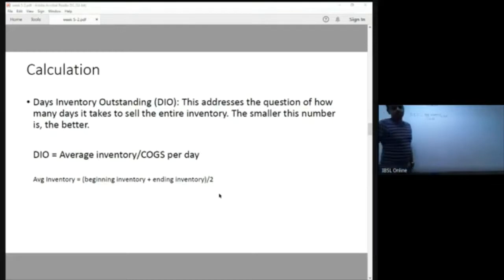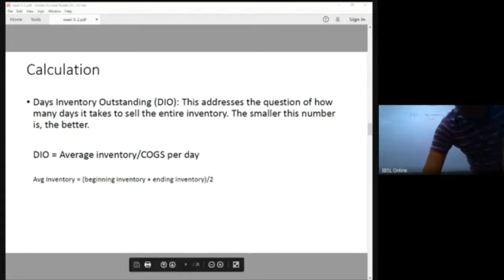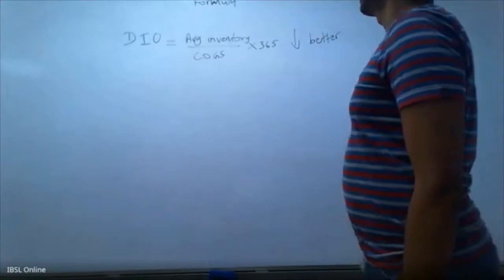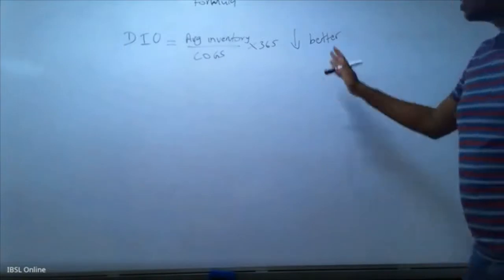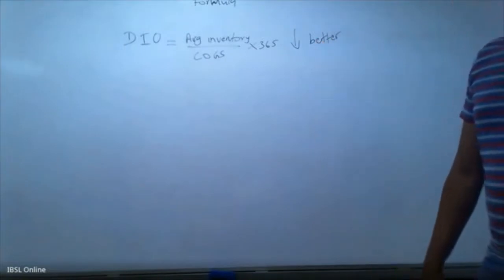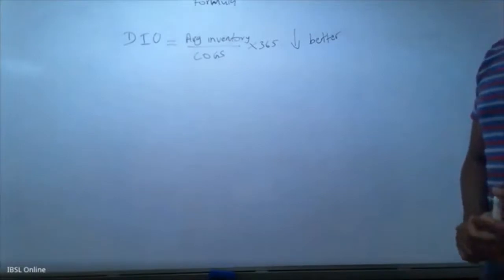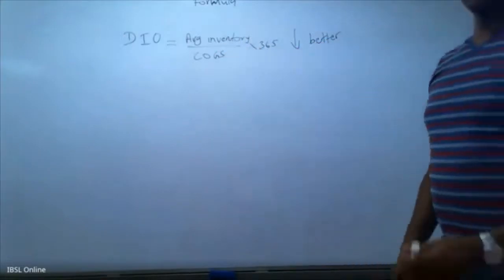Days inventory outstanding addresses the question of how many days it takes to sell the entire inventory. The smaller this number, the better. Lower is better. Smaller is better. Smaller is not always better, but in this case it is better. And the equation is given: average inventory divided by cost of goods sold per day. Average inventory is beginning inventory plus closing inventory divided by 2.